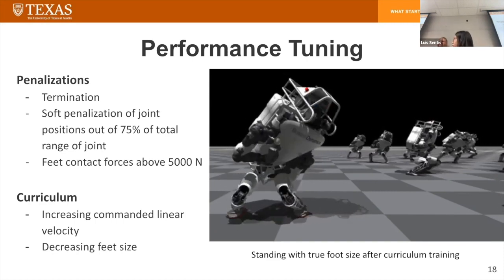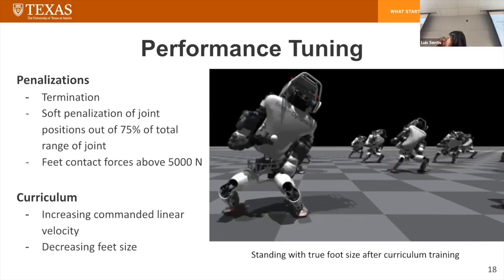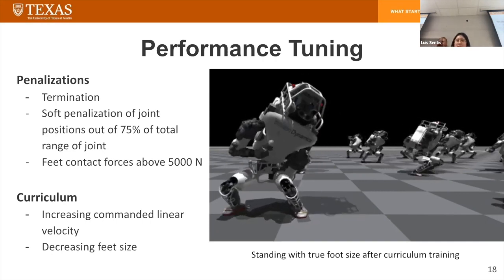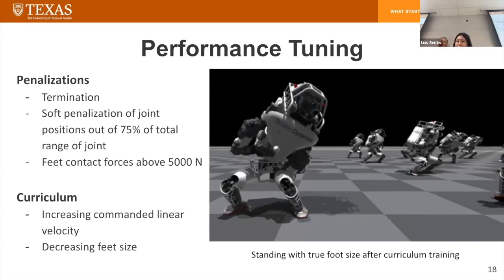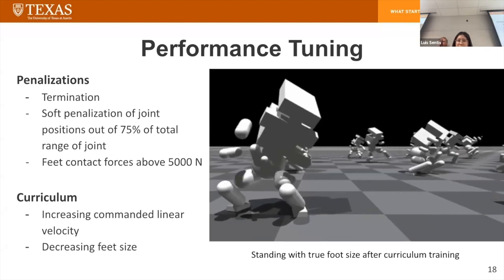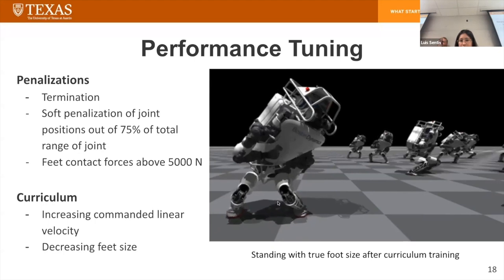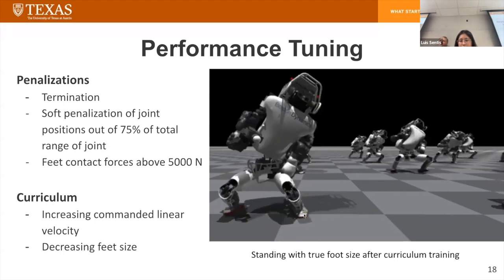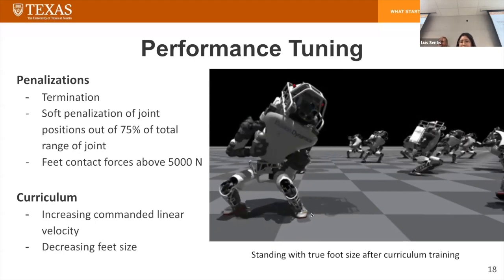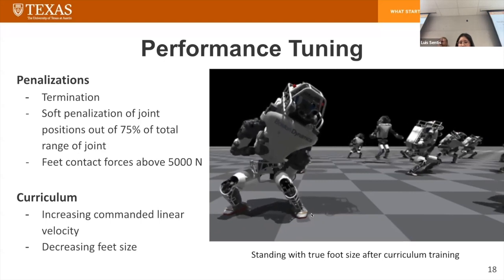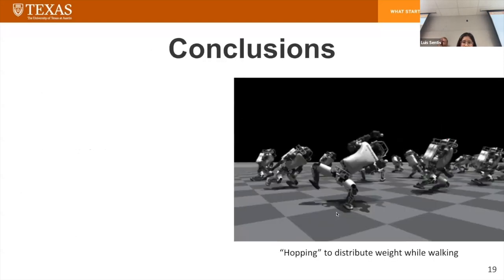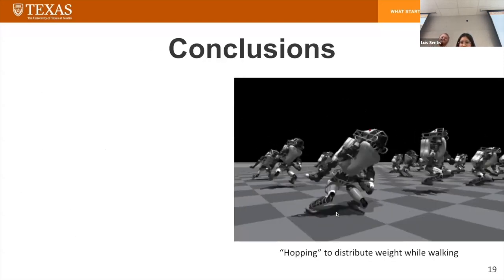We also implemented our own curriculum of decreasing the feet size. So feet are a really important thing for bipeds. Quadrupeds can walk with point feet pretty well, but bipeds cannot. So we implemented that curriculum. And then this is the result of implementing that. You can see that it is standing with the true foot size of Atlas, but not very well. Anyway, these are conclusions.